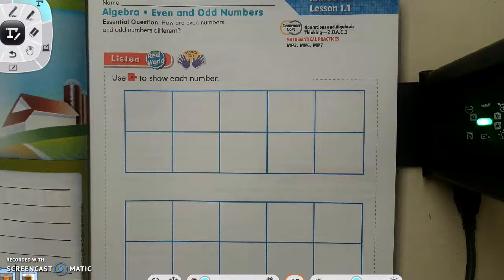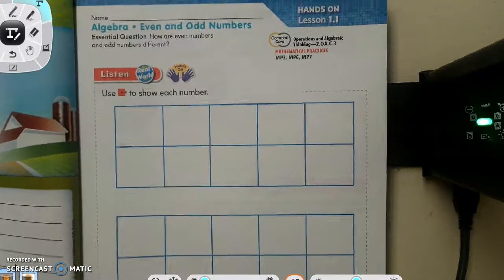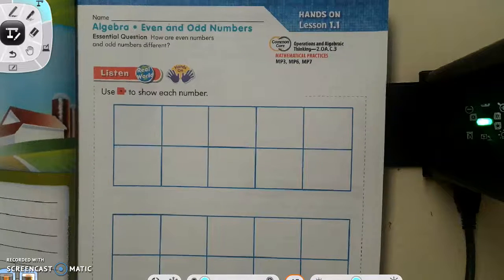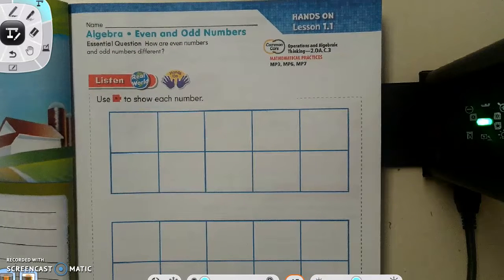Okay, friends, so now you have a good idea of what even and odd numbers are. Even numbers can go together in pairs, and odd numbers, there's usually one left over. So find page 13 in your math book. It looks like this. And if you have some counting cubes at home, you can use those. If you don't have the counting cubes, you can just draw a picture.